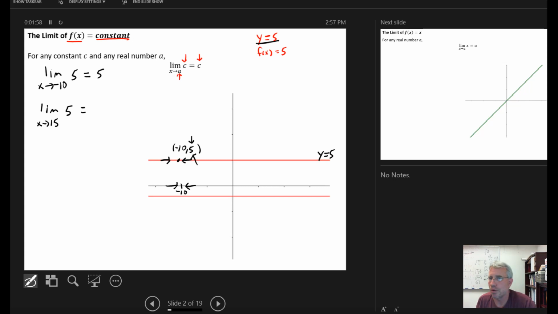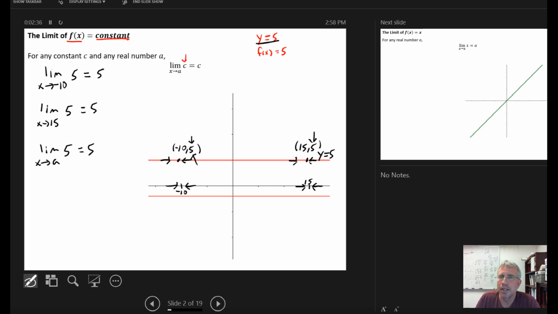If we instead took the limit as x goes to 15 of the same function, the function 5, well, that would mean here's 5, 10, here's 15. So if we squeeze in on an input of 15 from the left-hand side and the right-hand side, that means we're moving on the graph from the left and the right towards a specific point on the graph, the point input 15, output 5. The limit is still going to be 5. So the idea is the limit as x approaches any value of a on the x-axis of the function 5, because 5 is a constant, the output is always going to want to be 5.